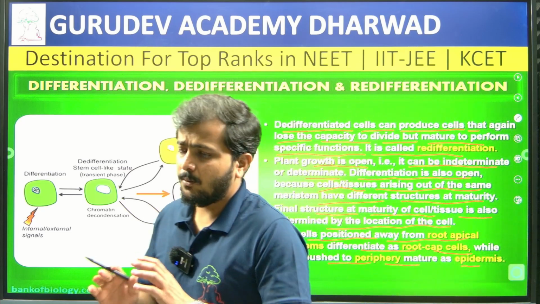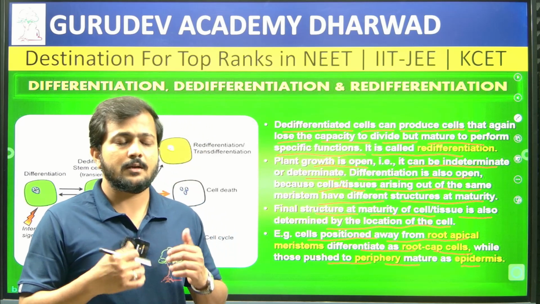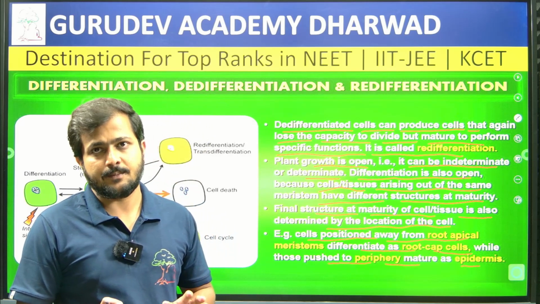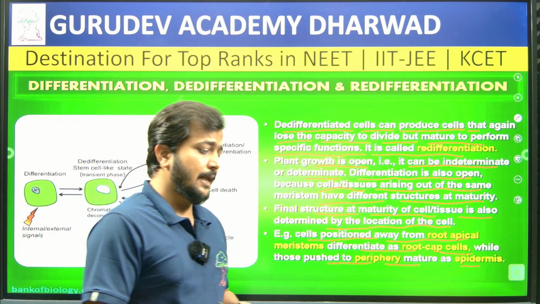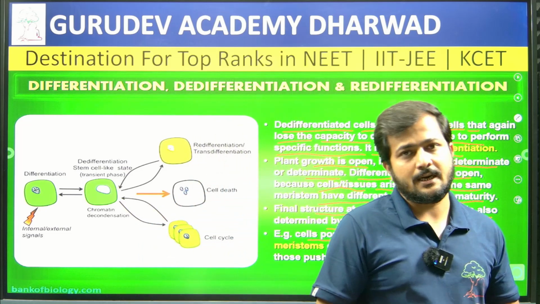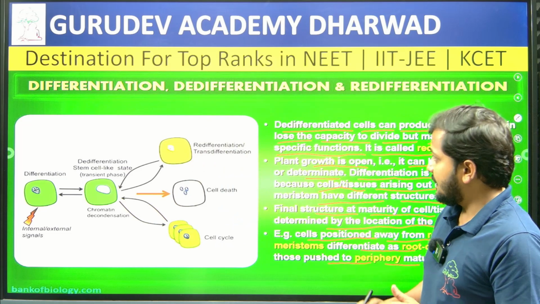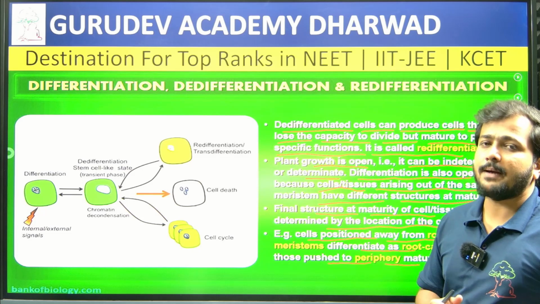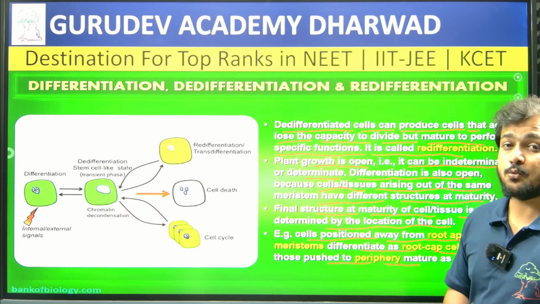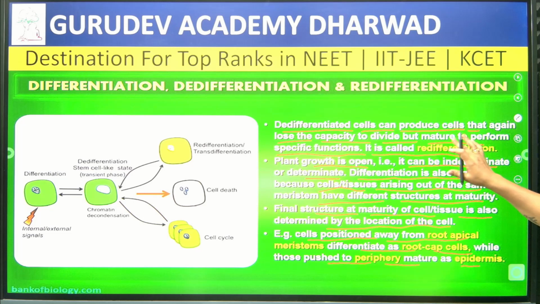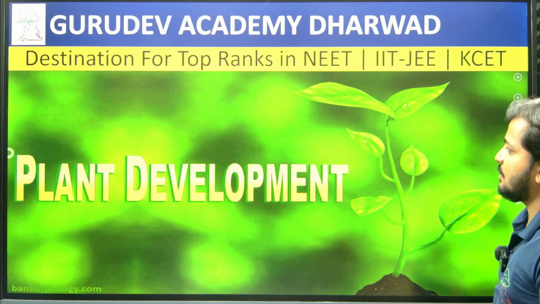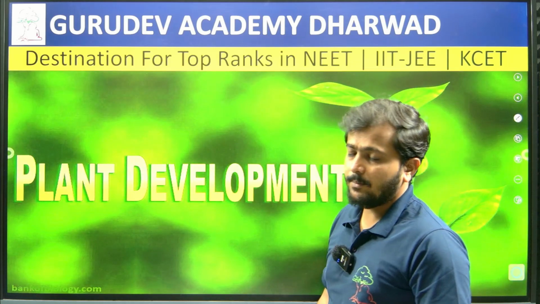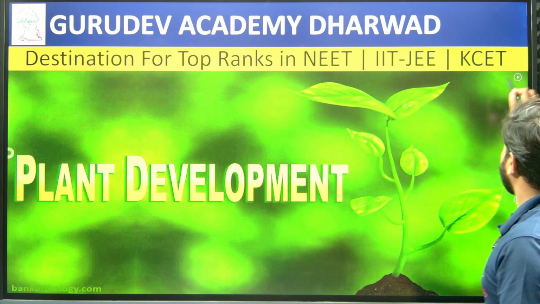Now, cells in differentiated form have lost the capacity of cell division, right? Again, when necessary, they regain the capacity of cell division. That is what we call dedifferentiation. Then at a later period, these dedifferentiated cells again lose the capacity of cell division and become specialized in function. That is what we call redifferentiation. The example given, based on position, is the formation of epidermis. So overall, that is how plant development works, which is what we are discussing right now.